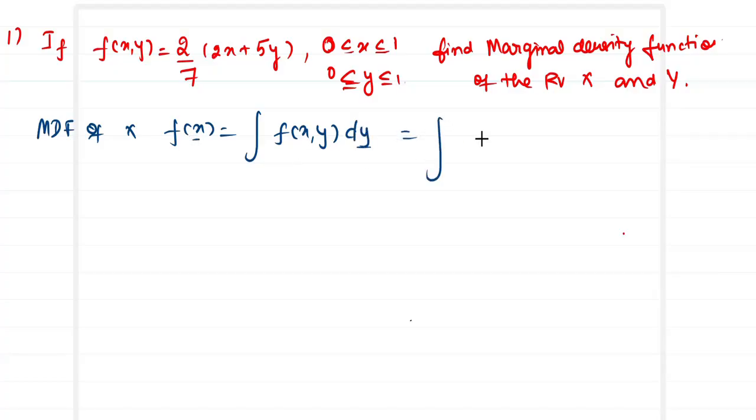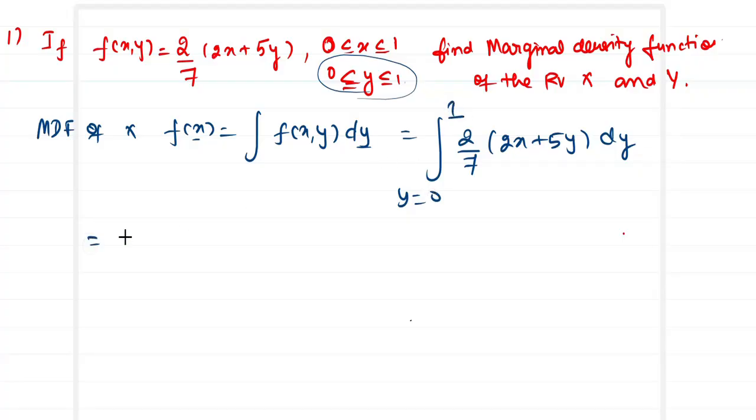Now this is going to be the integral of the function f of x comma y, which has been given to us as 2 by 7 times of 2x plus 5y. I have to integrate with respect to y, and y varies between 0 to 1. So my integration can now be started. This gives me 2 by 7 times of 2 with respect to y. 2 is a constant, x is a constant, the variable of integration is y, plus the second term, 5 is a constant, and y on integration gives you y square divided by 2 between the limits 0 to 1.